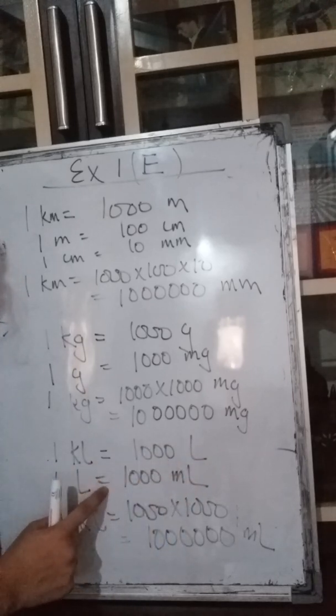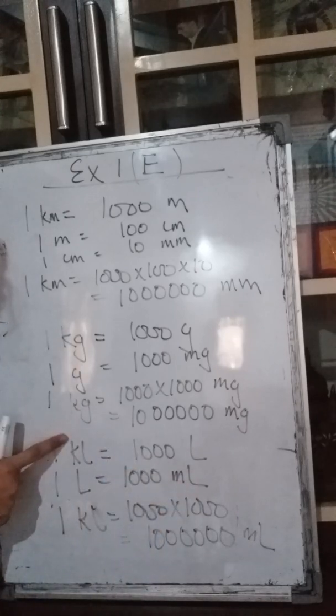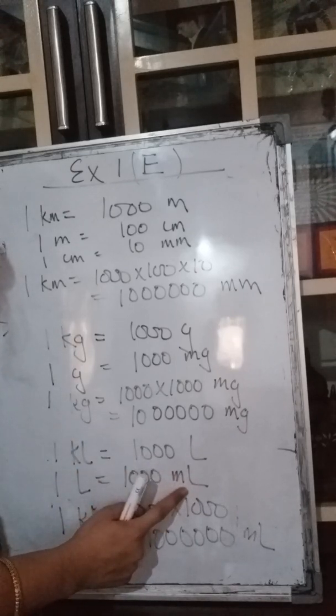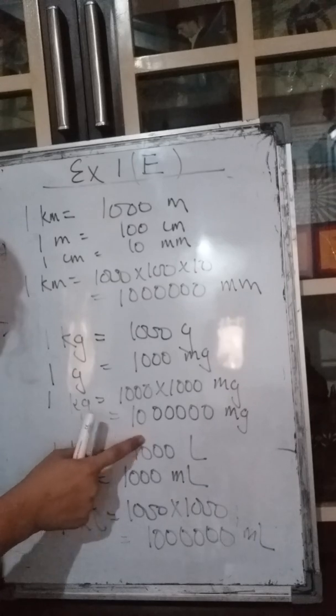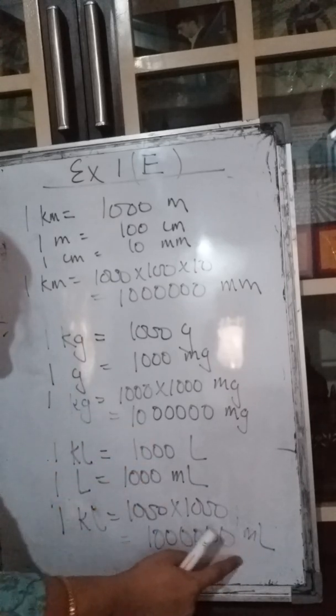1 kiloliter is equal to 1000 liter. 1 liter is equal to 1000 milliliter. Again, if we have to convert this kiloliter into milliliter, what we have to do? We have to multiply 1000 by 1000. Again, 10 lakh milliliter.